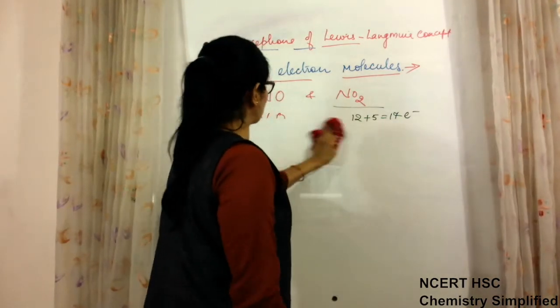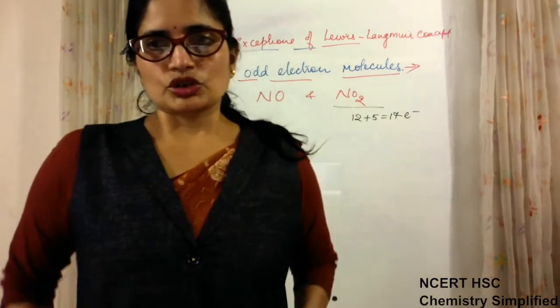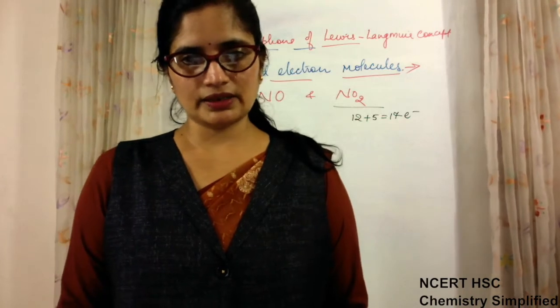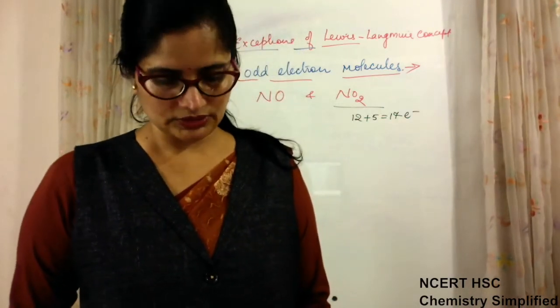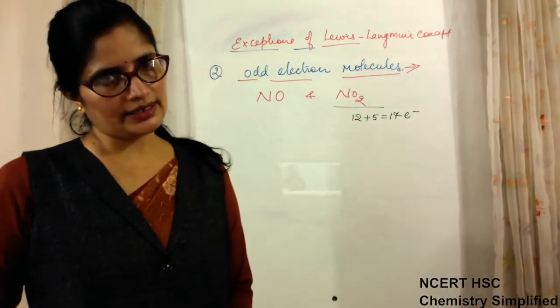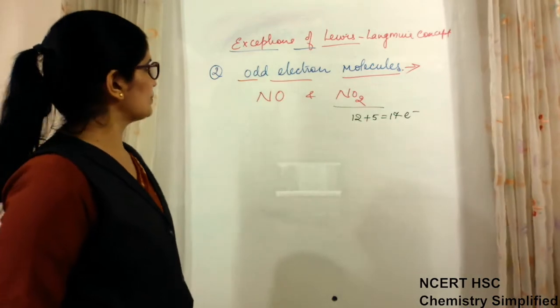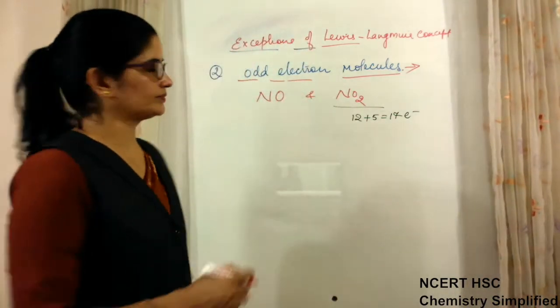So do I need to explain NO2? Should I make the structure or you yourself will make it? Anyone? Any answer? Can you take it? Yes. You try it, okay? You will be able to do it. So these are example of odd electron molecules. I will move to the third exception.